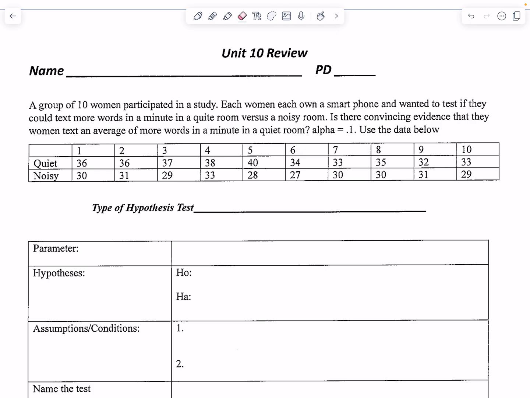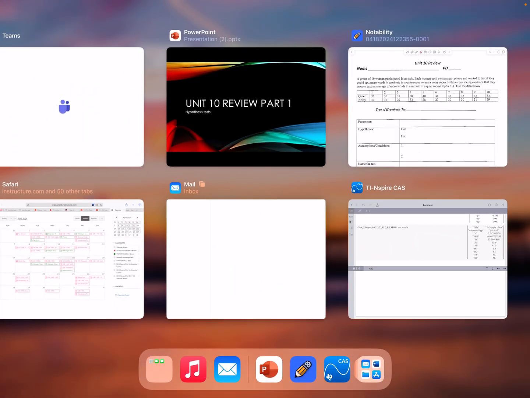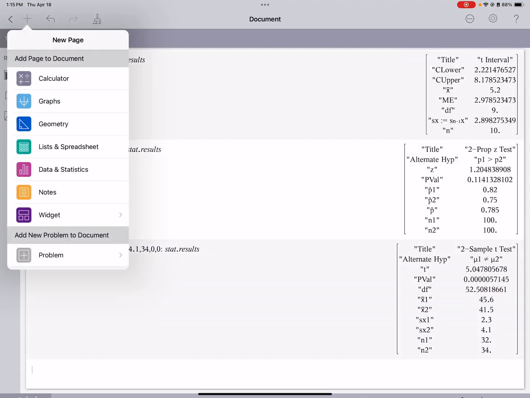Each woman owned their own smartphone and wanted to test how many words they could text in a minute in a quiet room versus a noisy room. Is there convincing evidence that a woman texts on average more words in a quiet room? Use 0.1 for alpha. Okay, so for this one, tomorrow I'll show you how to do it by hand, but I'm just going to put the data in for you and show you this.